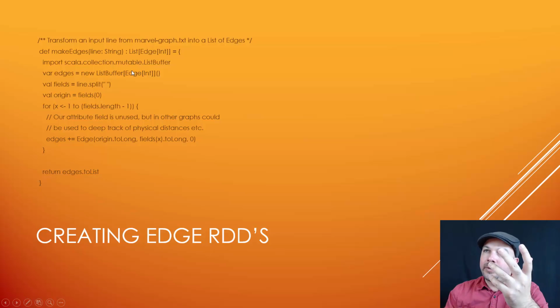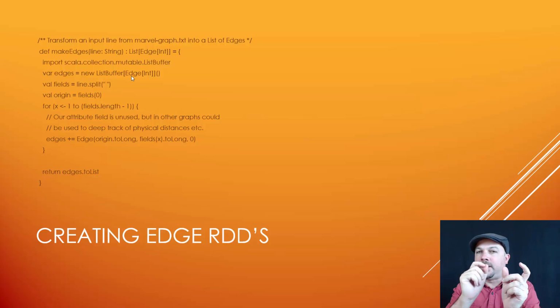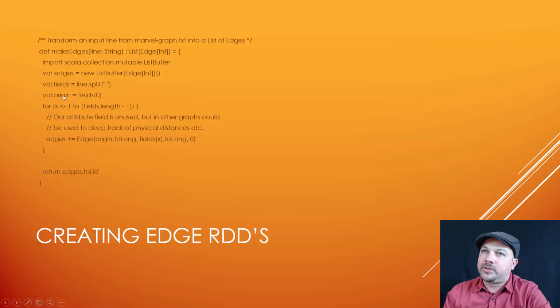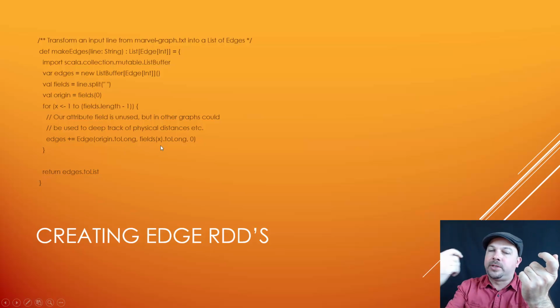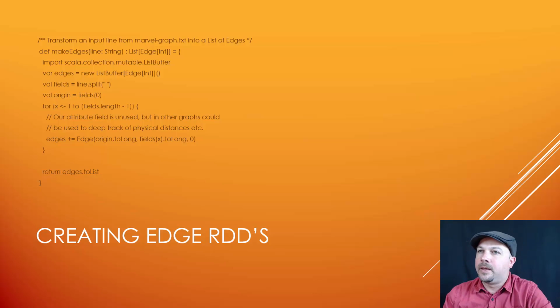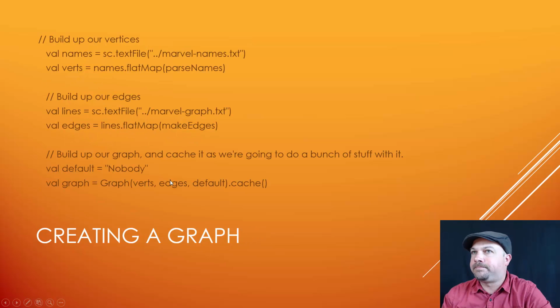So given a line of input, we create a list buffer so we can build up multiple edges, because we're going to end up with an edge for every single connection between that ID and every character that they appeared with, right? We split it up, extract the hero ID that we're talking about, and then we create a new edge for every connection in that line of input. So the new edge is created with the hero ID in the first position, and then with every subsequent hero ID that they are connected with. We build up that list buffer, convert it to a list, and return it back to FlatMap, and we end up with an edge RDD in the end.